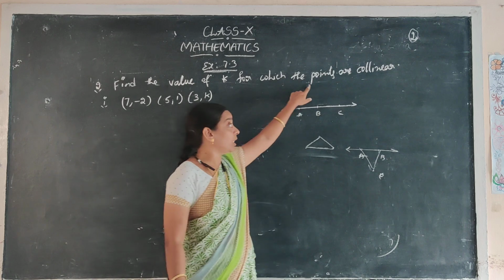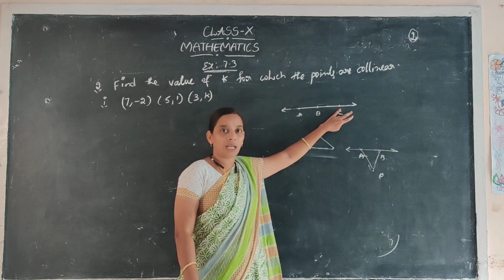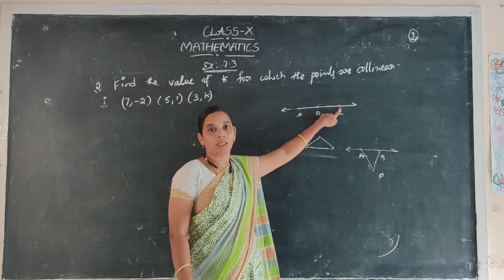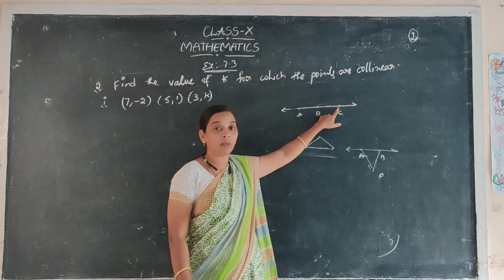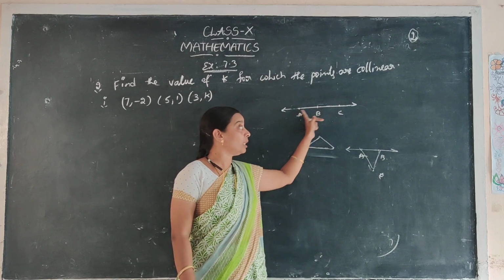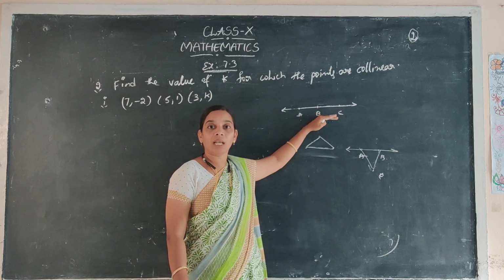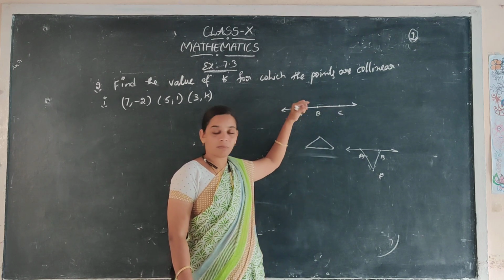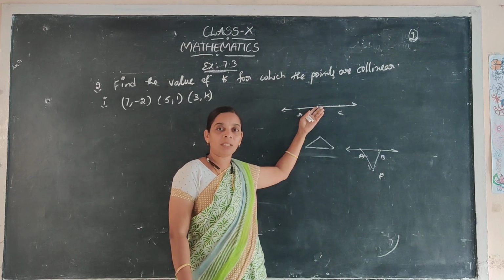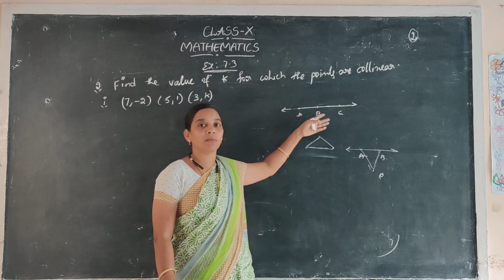But here the question is collinear. Collinear means all the points are only on the line. So all these are on the line only, which means you are not able to draw a triangle; you will get only a straight line. So what is the meaning? First of all, a triangle is not possible. Triangle is not possible means the area of a triangle becomes 0.